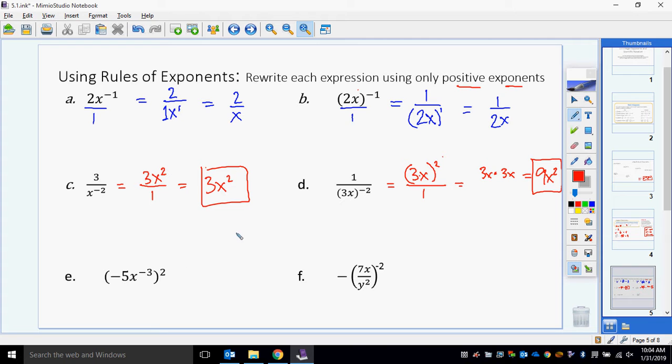E and F. Let's get rid of our negative exponent first. So that negative 3 is only on the x. It is not saying negative 5x to the negative third power. Okay, so in my parentheses, and outside my parentheses, there's a square. So let's just do inside my parentheses.